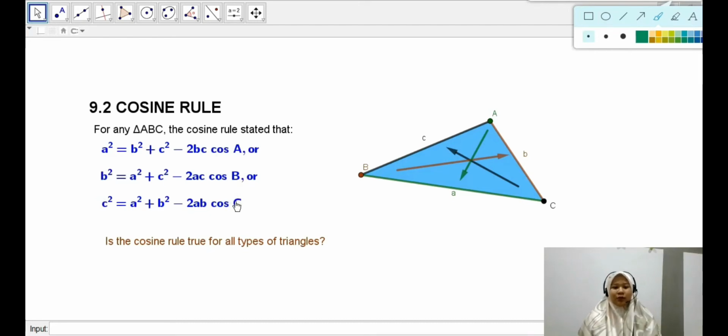Okay, so the question here is, is the cosine rule true for all types of triangle? Yes, you can use this cosine rule for all types of triangle. By angle, we have three types: the first one is acute triangle, right triangle, and obtuse triangle. So you can use it for all those three types.